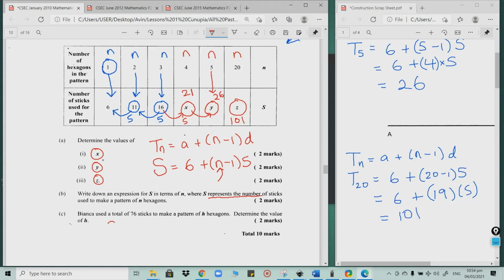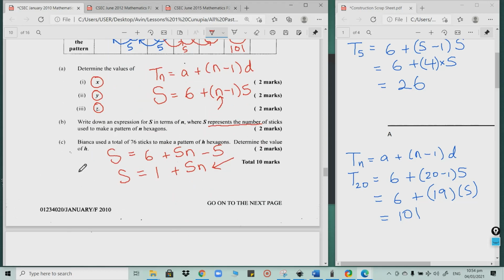If you want to expand the brackets to simplify it for the examiner, feel free. Everything inside the brackets here gets multiplied by 5. So n by 5 is 5n, minus 1 by 5 is minus 5. And if you simplify it, 6 minus 5 is 1, plus the 5n. I think this is the better answer here. I think we should have simplified it for the examiner. So that's part B. All right.